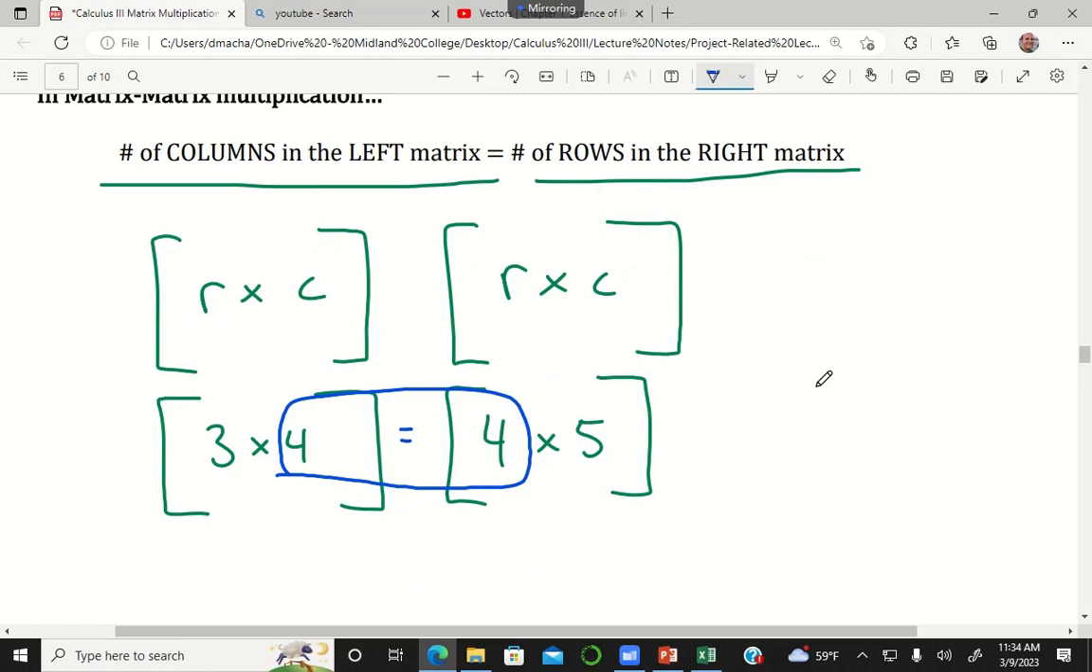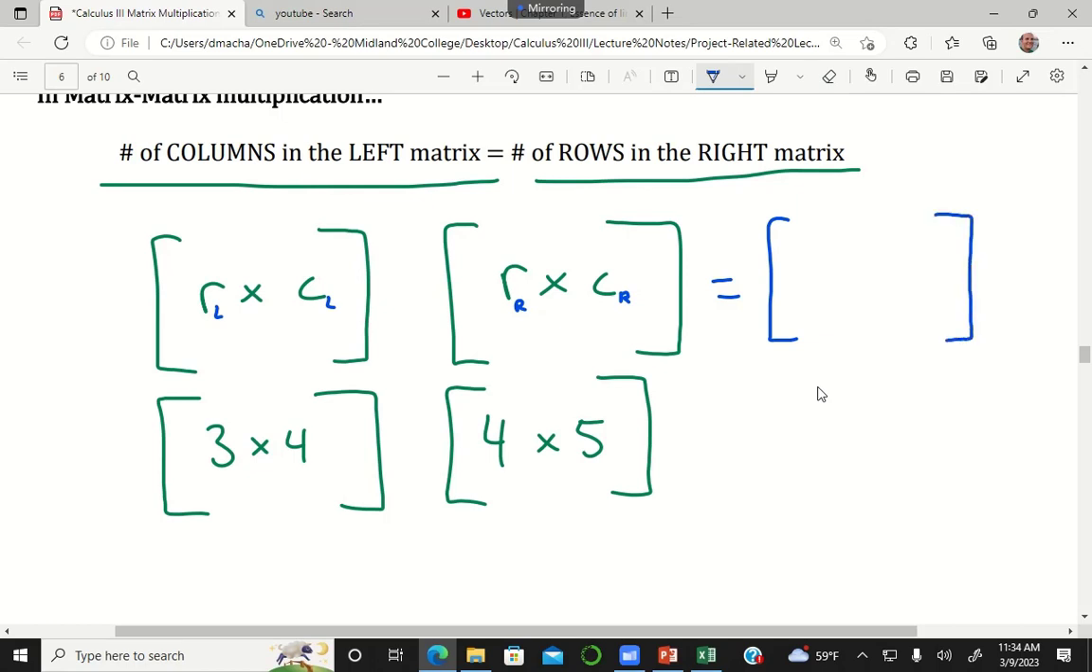And then once I perform my matrix-matrix multiplication, the product matrix is going to have the same number of rows as the left matrix and the same number of columns as the right matrix. I know this is a ton of information, but in this case, if I have a 3 by 4 matrix times a 4 by 5 matrix, the result is going to be a 3 by 5 matrix.